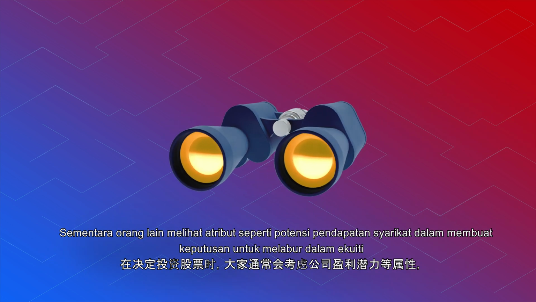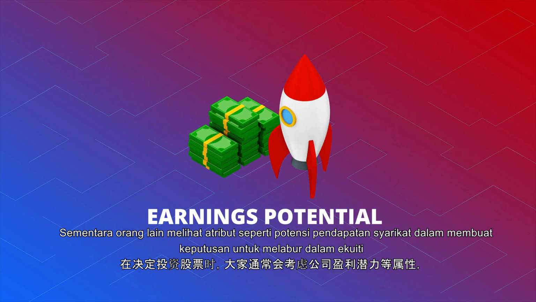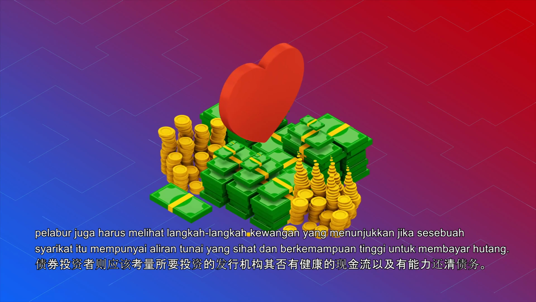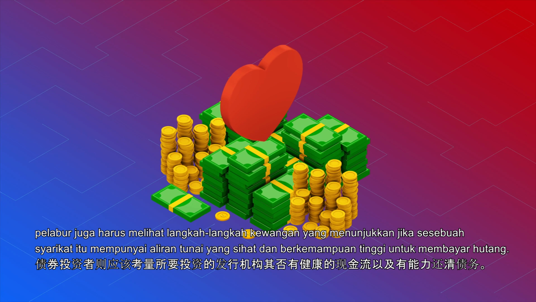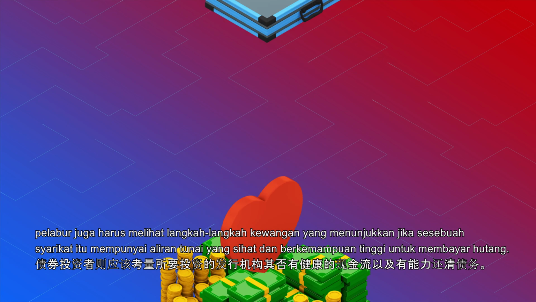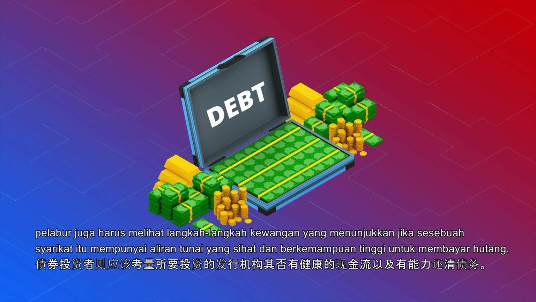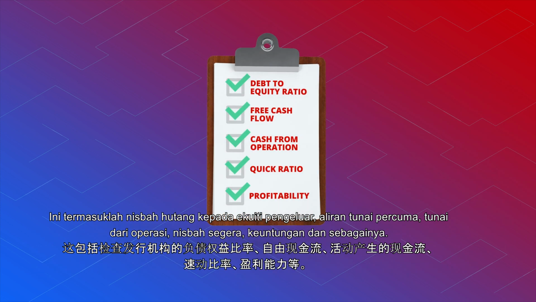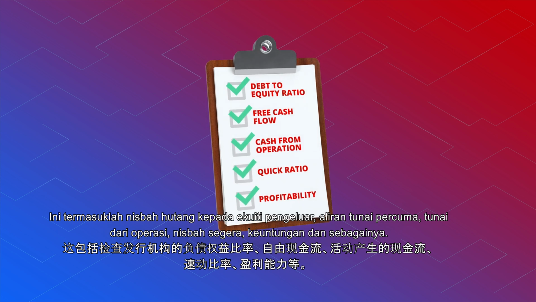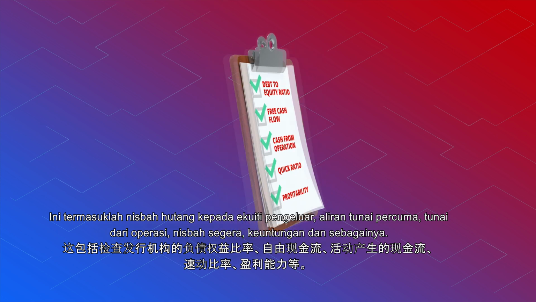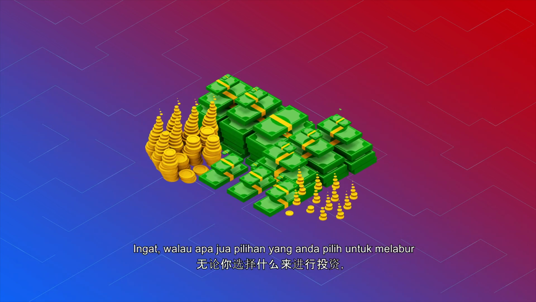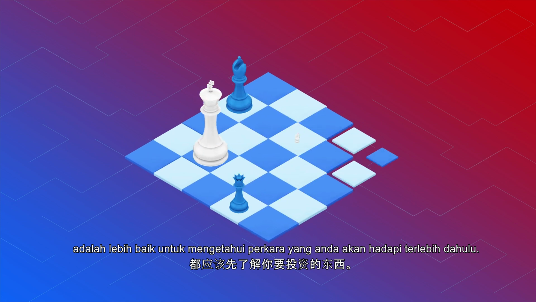While one looks at the attributes like earnings potential of a company when deciding to invest in equity, an investor should also look at financial measures that tell him or her if a company has healthy cash flow and strong ability to pay back its debts. This includes issuers' debt-to-equity ratio, free cash flow, cash from operation, quick ratio, profitability, and so on. So be smart and know the facts. Remember, however you choose to invest, it's always good to know what you're getting into first.